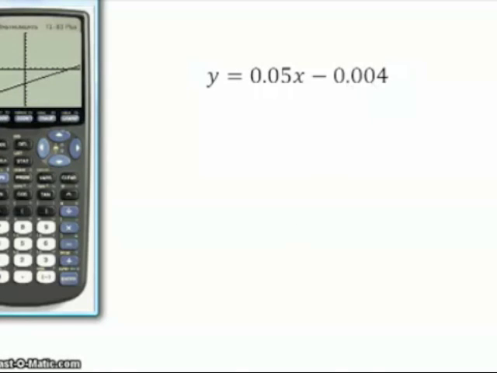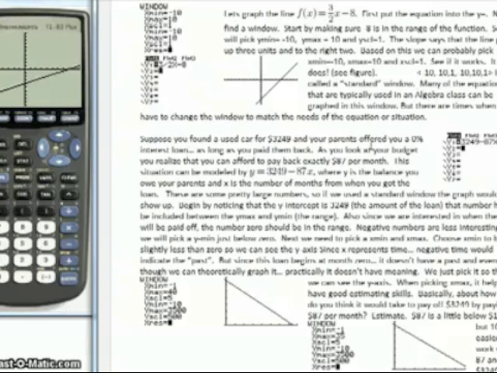And again, you have equations that have very, very large numbers. And then you have very typical equations that are more likely what you see on a daily basis. All those can be accommodated by the graphing calculator. The trick is picking the right window.